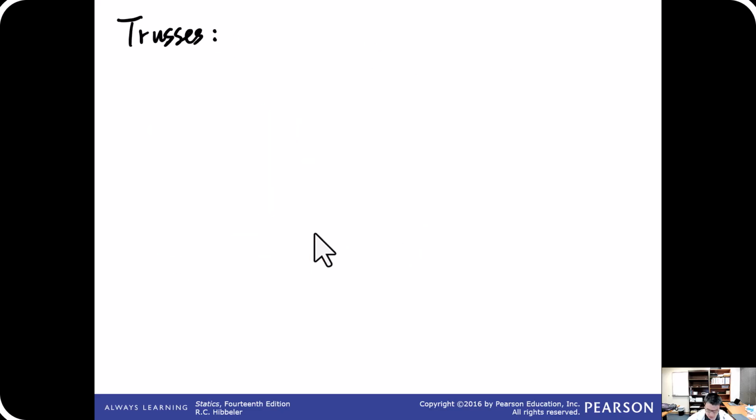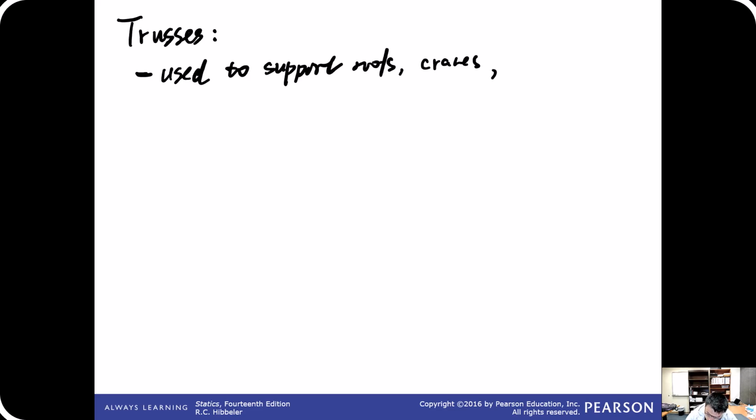But from today, we'll get started by talking about trusses. So, what is a truss? I will show you more examples later, but by definition, a truss is used to support roofs, cranes, bridges, etc. So it's actually anywhere in a structure. And what is the purpose of truss analysis?